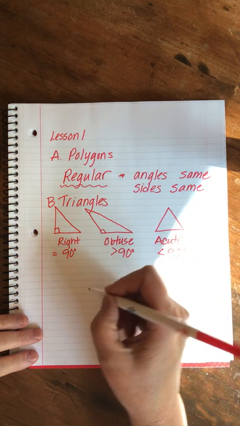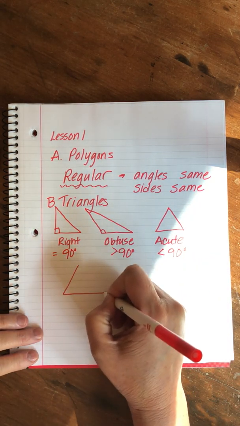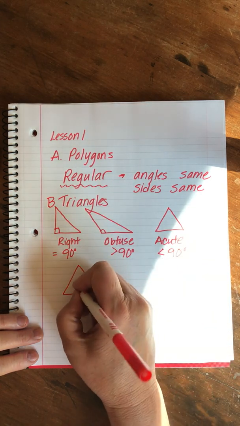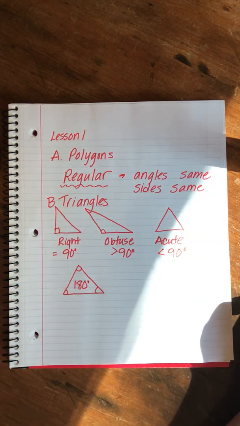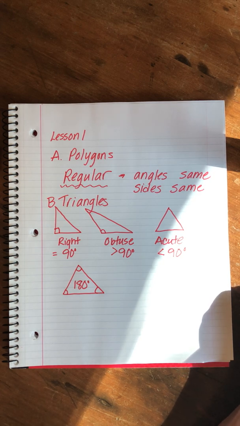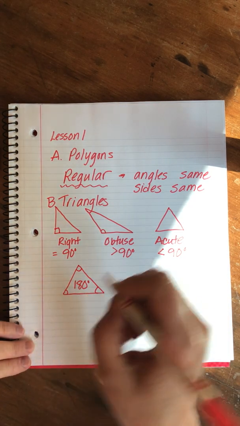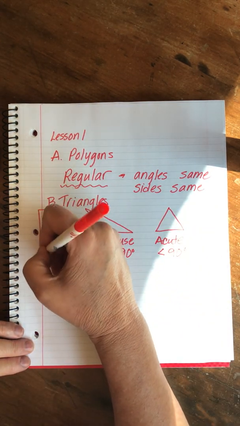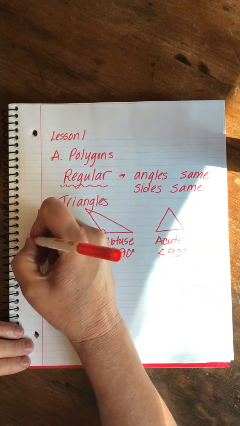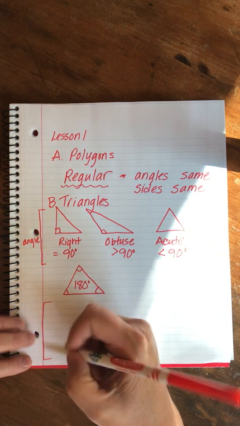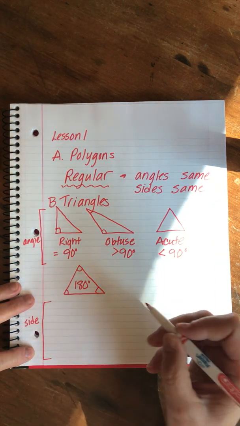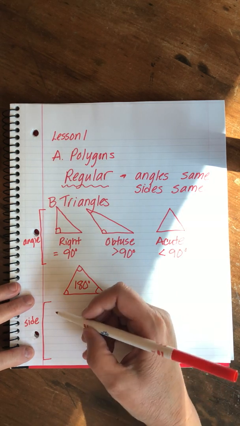Okay, the cool thing about any triangle, I'm drawing in an acute one, but they all have interior angles that add up to 180 degrees. Yay! Okay? So that's important to know for our problems. Now, this is when we categorize according to angle. We can also categorize according to the sides. And those go like this.